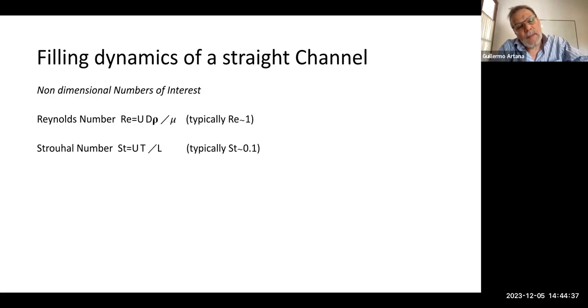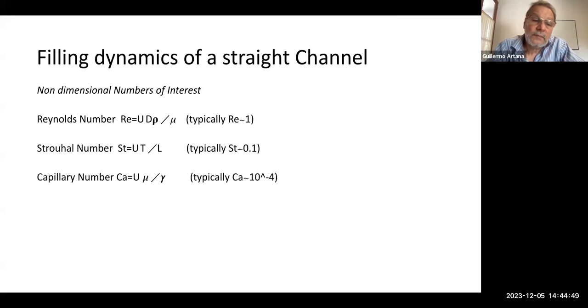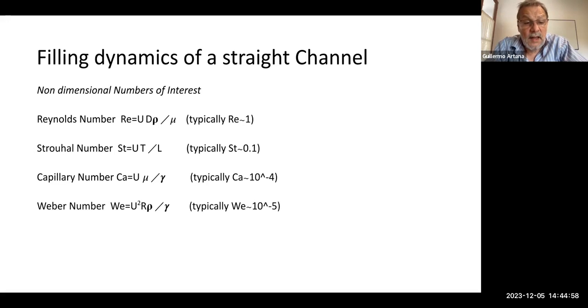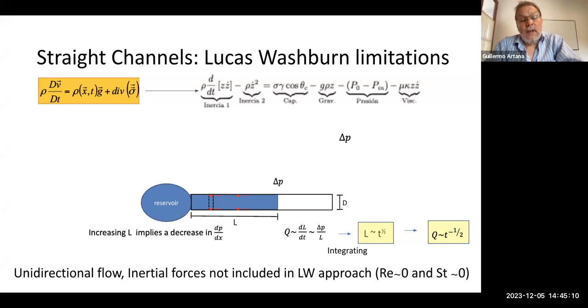The other is the Strouhal number. This is the ratio between the convective and the local acceleration term, or inertial forces. In our cases it is of the order of 0.1. The capillary number is the ratio between the viscous forces and the surface tension forces, and the Weber number is the ratio between the inertial forces and the surface tension forces.